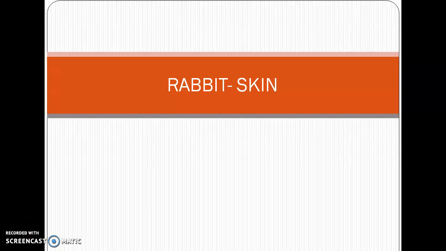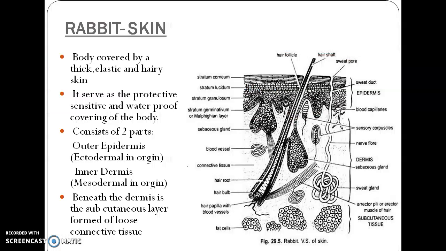So now we are moving to the detail of rabbit skin. As we know, rabbit is a mammal, so its whole body is covered by hair. Here in rabbit, the whole body is covered by a thick, elastic and hairy skin. We all know that, right? What is the function of the skin? It serves as a protective, sensitive and waterproof covering all over the body.